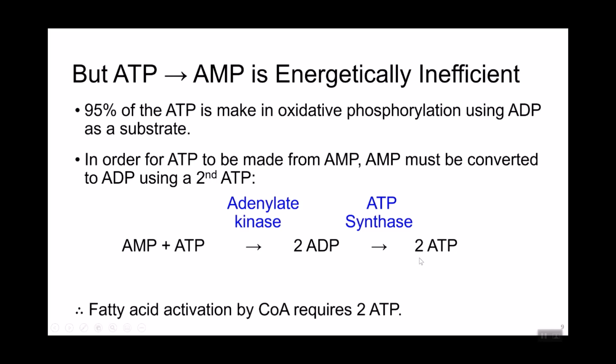So whenever you see a reaction generating AMP, it's actually using two ATP molecules, one for the reaction and the second one to make ADP. So even though the breakdown of ATP to AMP plus pyrophosphate releases more energy than ATP to ADP, we don't see this reaction very often because of this second ATP requiring step.